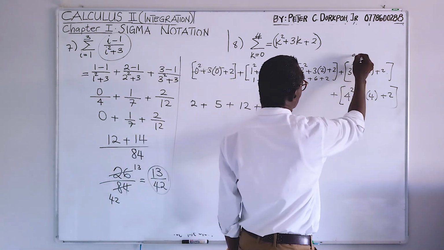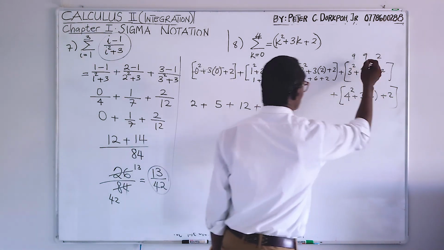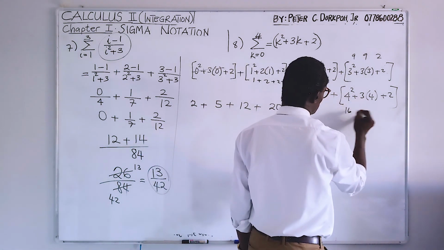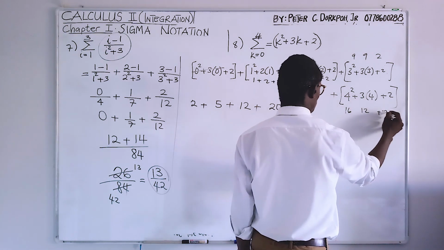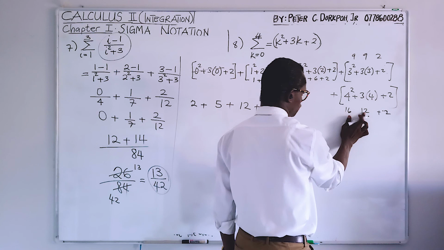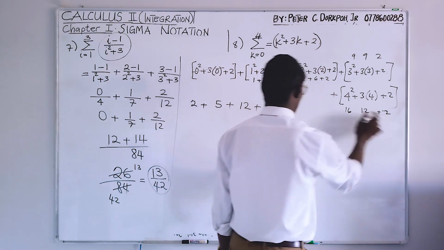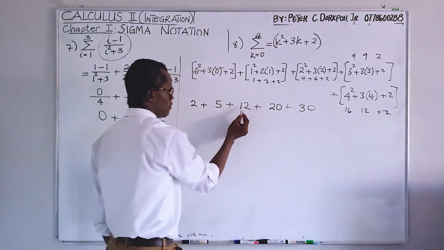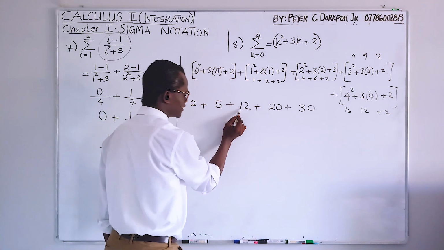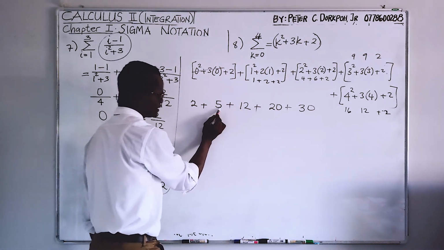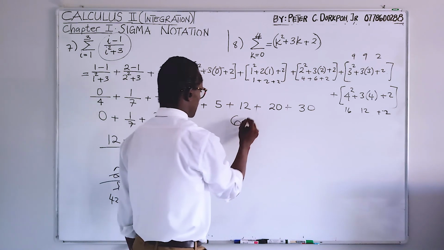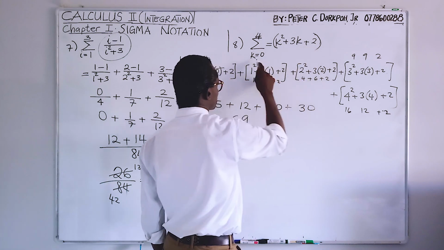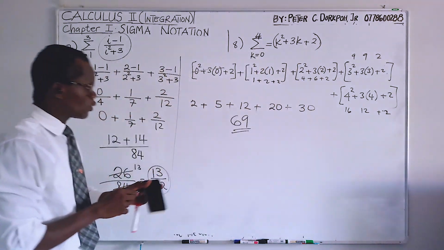Plus, this is 9. This is also 9. This is 2. So 18, 20. So it's 20. This is 16, this is 12, this is 2. So we add everything. 30 plus 20 is 50. 50 plus 12 is 62. 62 plus 5 is 67. 67 plus 2 is 69. So the sum of k squared plus 3k plus 2 as k goes from 0 to 4 is equal to 69.